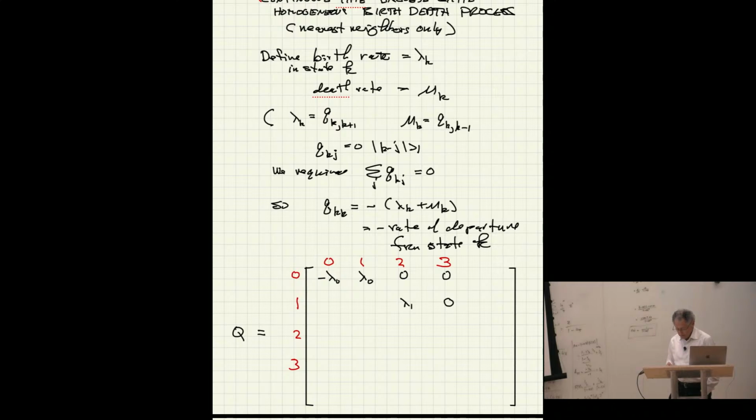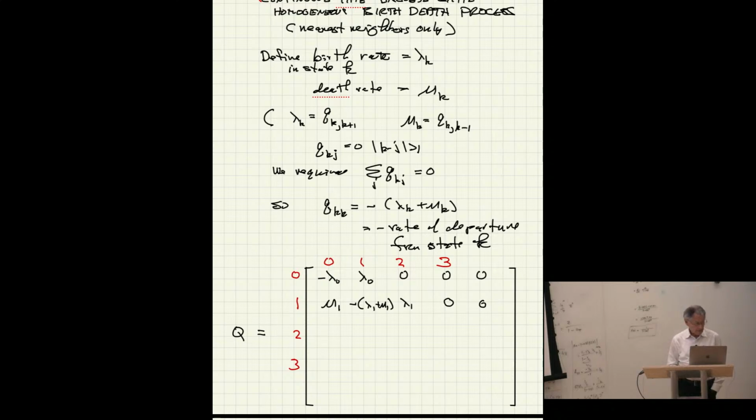What else can you have in this row? Yeah, you've got 1 in the system, so you could have a death. And if you have a death when you're in state 1, where do you go? To state 0. And at what rate do you have a death when you're in state 1? Mu 1. So that's going to be right here. And the on-diagonal term, we said, has to make the row sum to 0. So this is going to be our friend, minus lambda 1 plus mu 1. And all the rest of these are zeros here.